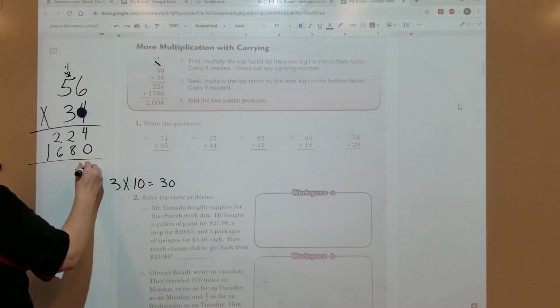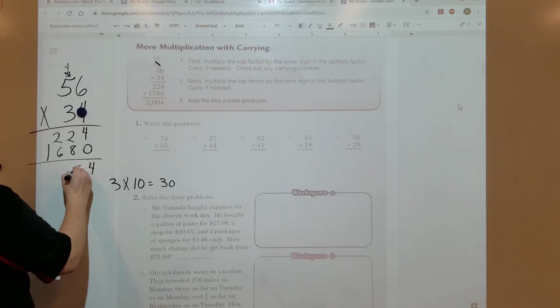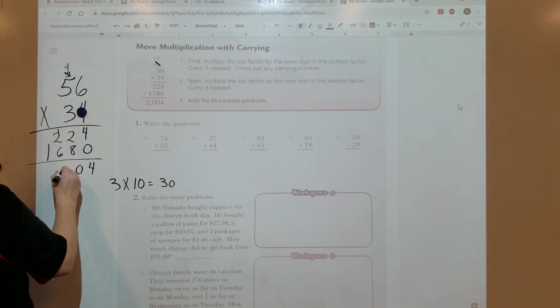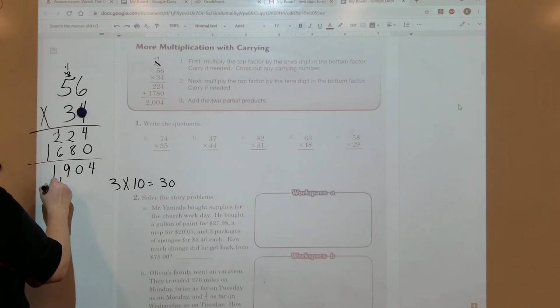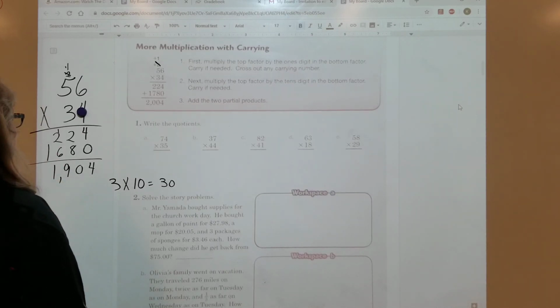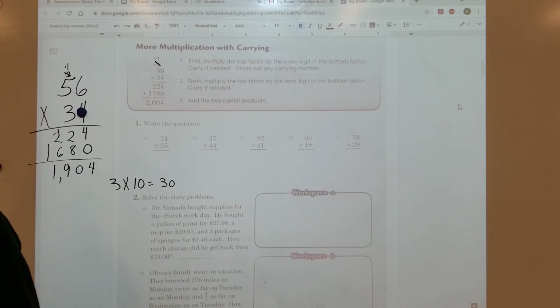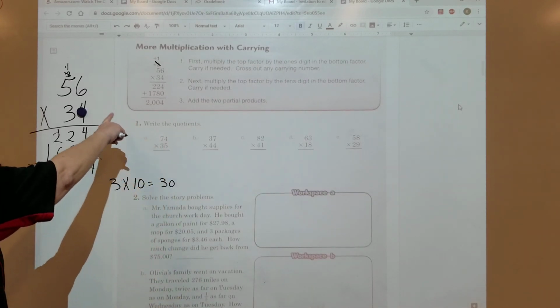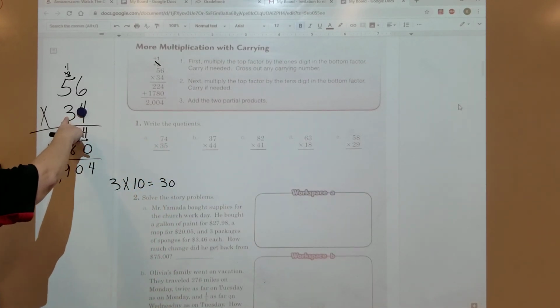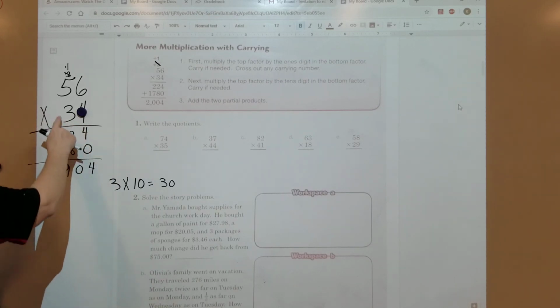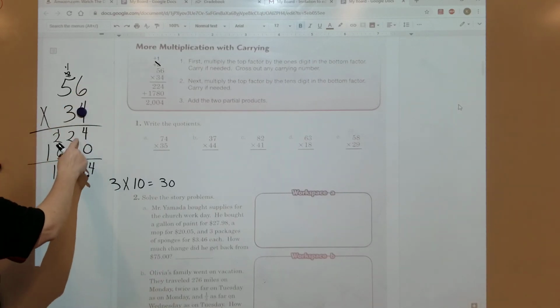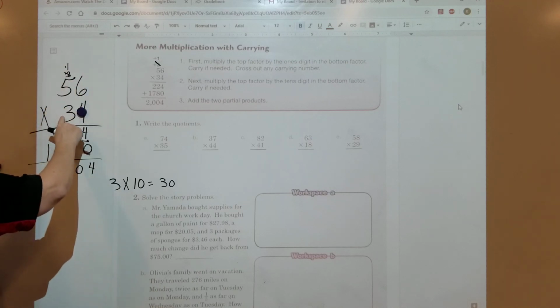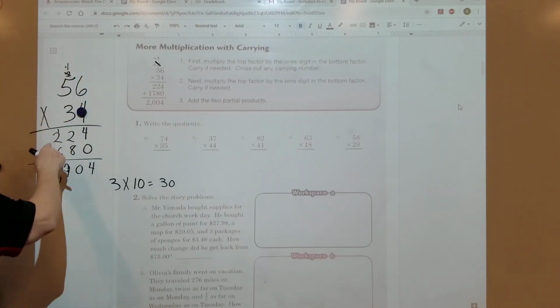So now we're going to add together the partial products, and the bottom number is the final product. So 4 plus 0 is 4, 2 plus 8 is 10, carry the 1, 1 plus 2 plus 6 is 9, and 1 plus nothing is 1. So we have a problem here. What did we do wrong? Let's look at that. 3 times 6 is 18, carry the 1. 3 times 5 is 15, plus 1 is 16.